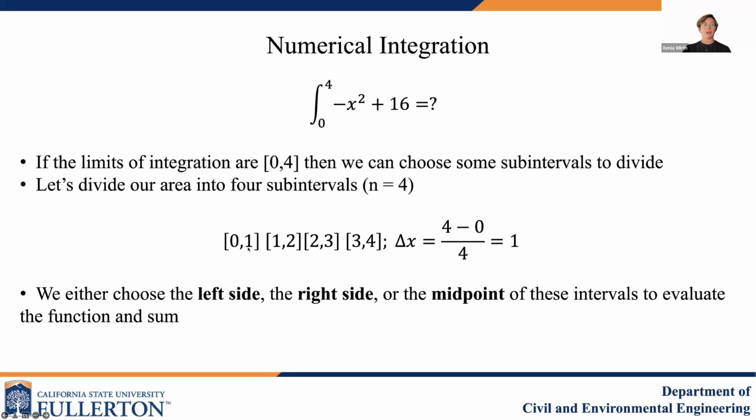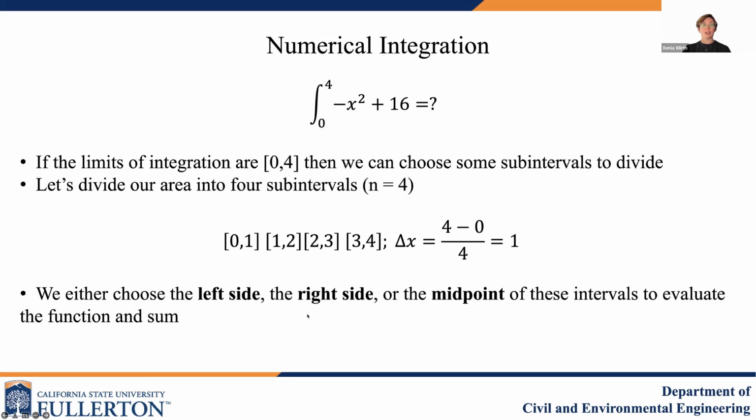So we actually have 5 x values here. We have x0, or x naught, then we have x1, x2, x3, and x4. And that's going to be important when we actually evaluate the numerical integrals. And our delta x value, which is why I chose n equals 4, is 4 minus 0 over 4, which is 1. So the length of each subinterval is 1.